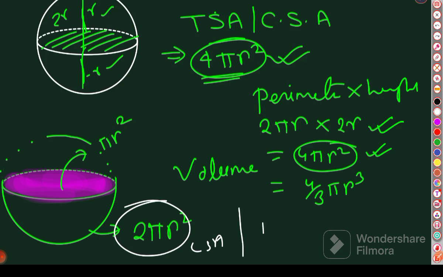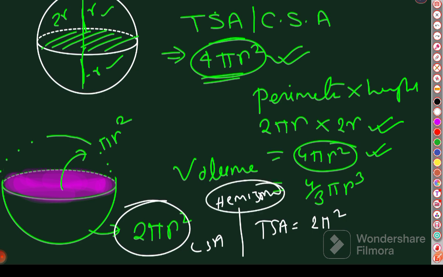Total surface will be what? The curved surface area is 2 pi r square. This is a hemisphere. Total surface area is 2 pi r square plus 1 pi r square, so in this case the total surface area will be 3 pi r square. Very interesting. Total surface area is 3 pi r square and curved surface is 2 pi r square. This is for the hemisphere. You understand me?